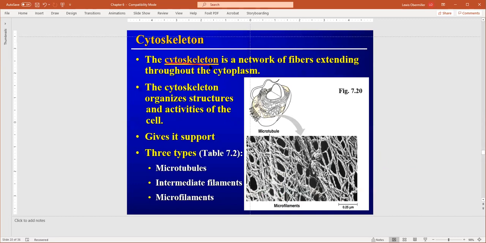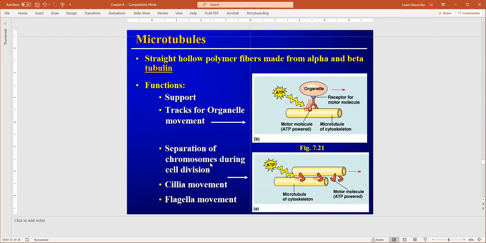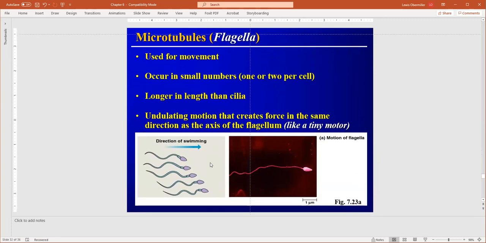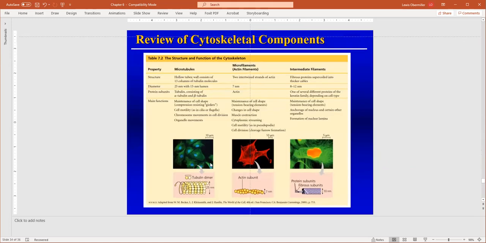Make sure you guys know the cytoskeleton. It's to do with support, but I'm going to just skip ahead and tell you, you don't need to know the structure, and you don't need to know its diameter, but you do need to know what its subunits are, and you need to know what its functions are.